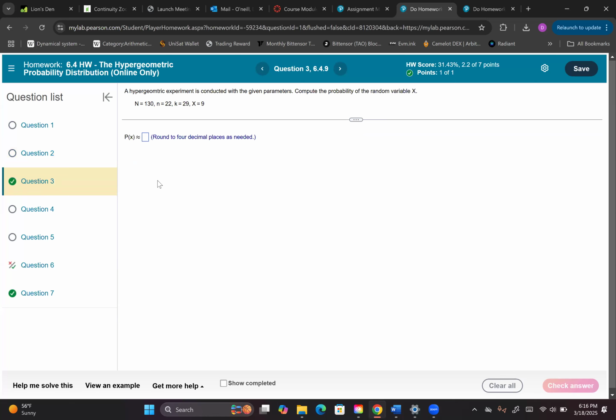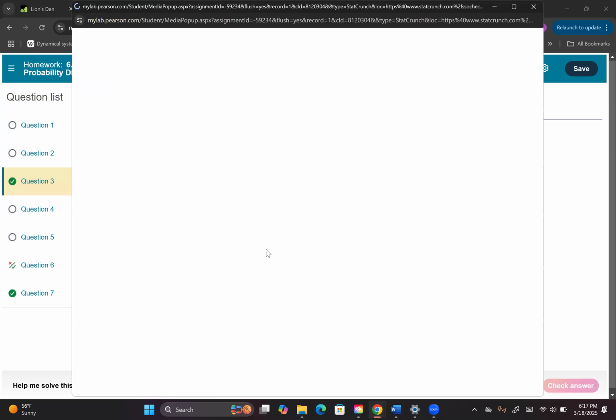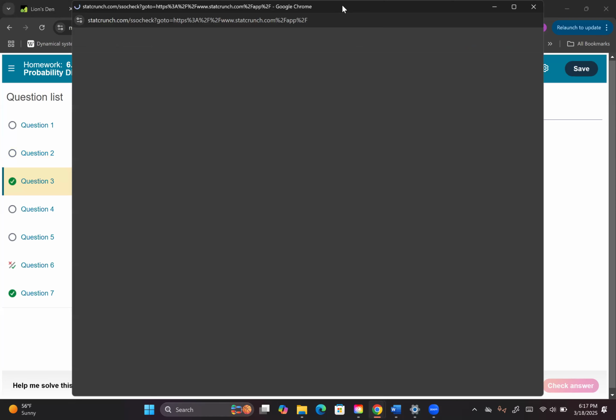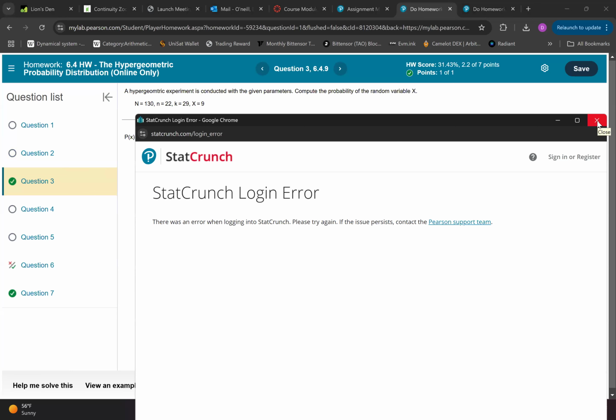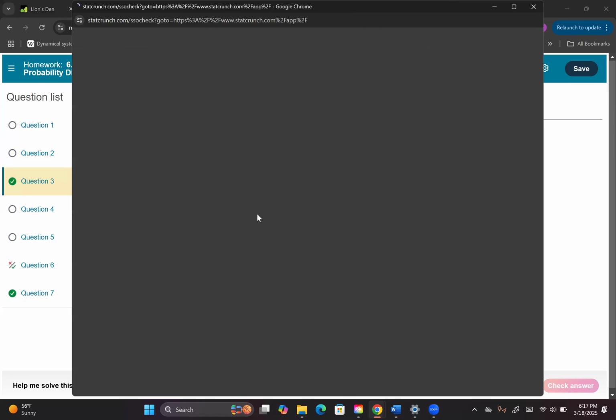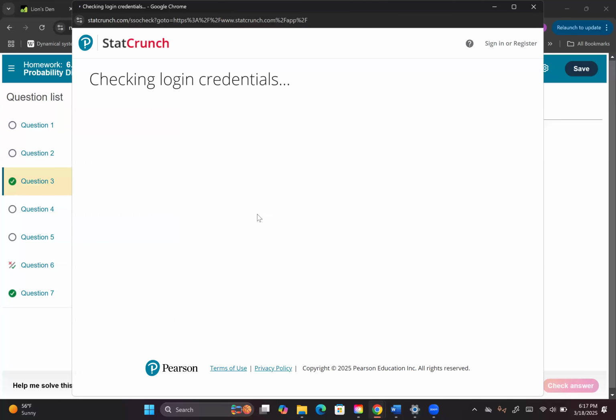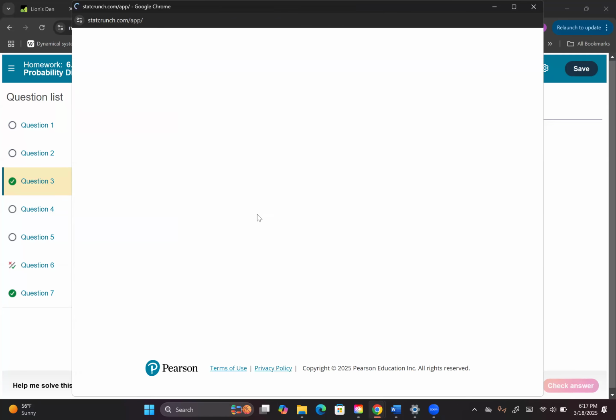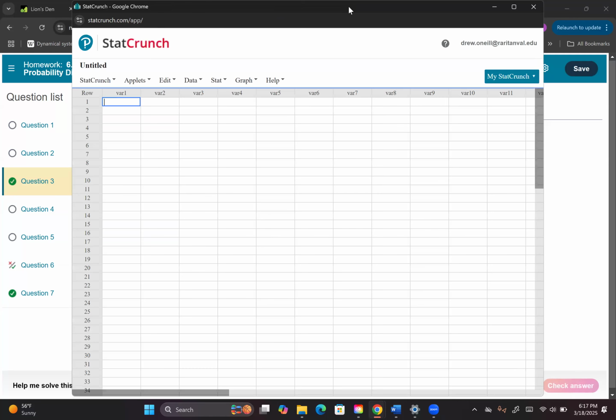For this one, you can use question 3, and go back to question 2; they should have been ordered differently, but it's not a big deal. Okay, get more help, StatCrunch. Of course, this is when it wants to bug out. Come on, StatCrunch, why are you not opening? I might have to log in, which is a pain. Please, StatCrunch, work. It worked. I don't know why it does that sometimes.